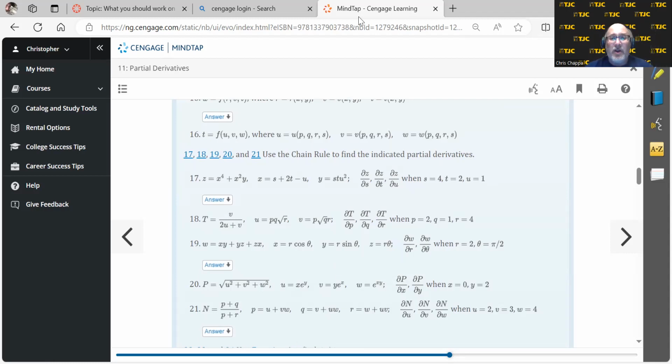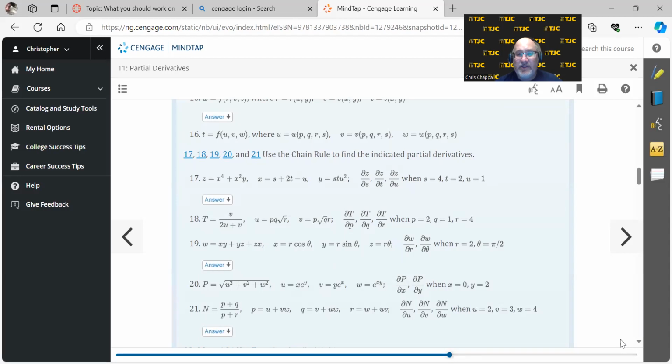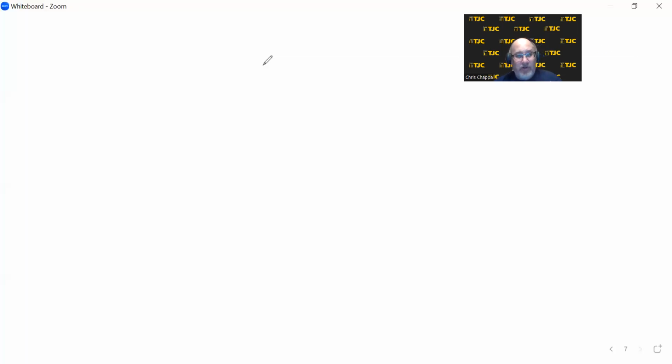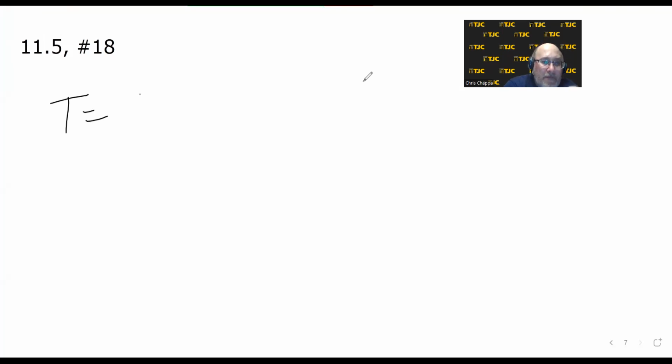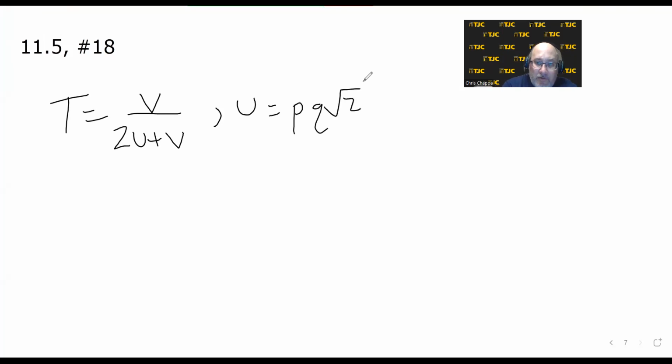All right, let's go back to the whiteboard and take a look at 11.5, number 18. We are given t equals v over 2u plus v. I'll try to make sure my v's and u's look different. U is equal to p q squared root of r, square root of r, not square root of 2. And v is equal to p squared root of q r.